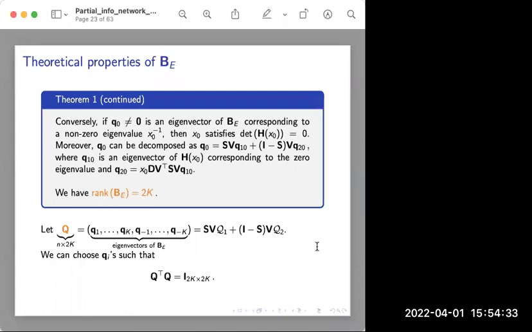So given this, now we can form the matrix of eigenvectors, the big Q, which is the collection of all the Qi's vectors. The matrix Q is an n by 2k matrix, and it represents all the eigenvectors of BE. And Q can be written as the sum of two parts, the first part coming from the neighbors of individual one, and the second part coming from the non-neighbors of individual one. And we can also show that the orthogonality holds. We can pick the Qi's in such a way to ensure we have orthogonality between the eigenvectors.